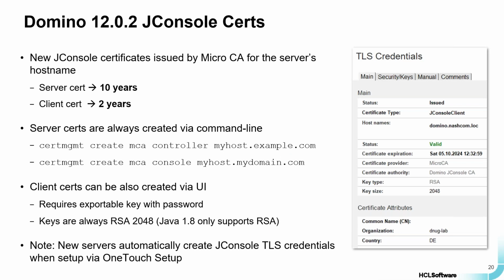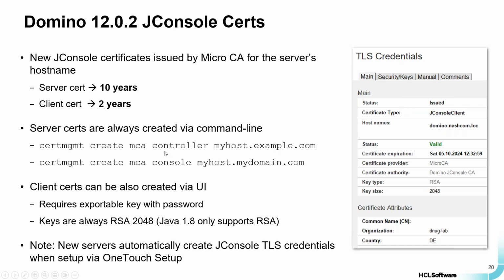So the JConsole certificates are something that has also been added in 12.0.2. It's only enabled by default when you use one-touch setup for your first or your additional server. For setting up new servers, it will be issued automatically. For existing servers it will not, but there is a simple command to do that. You can use the cert management, not CertMgr, cert management, create micro CA controller certificate, and then you specify your host name.